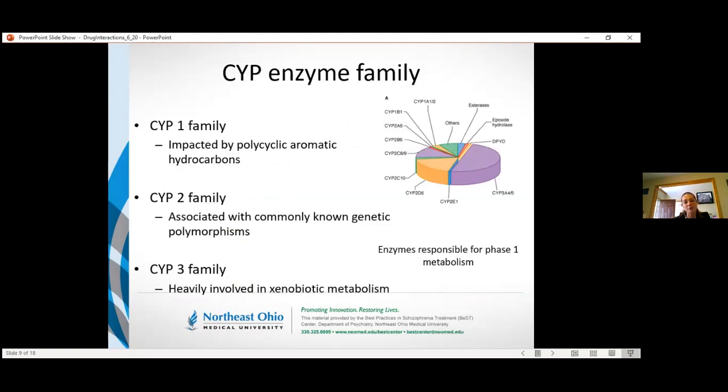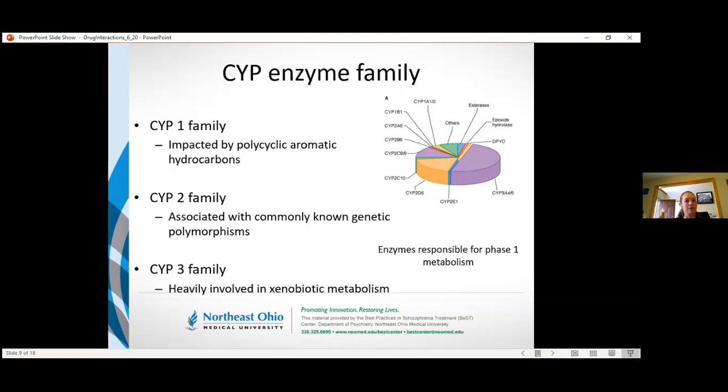And because the enzymes we're focused on, the cytochrome P450 enzymes, I picked some specific examples of these three families of enzymes. Cytochrome P450, the 1 family, is impacted by the aromatic hydrocarbons in tobacco smoke and has an impact on a number of our medications.